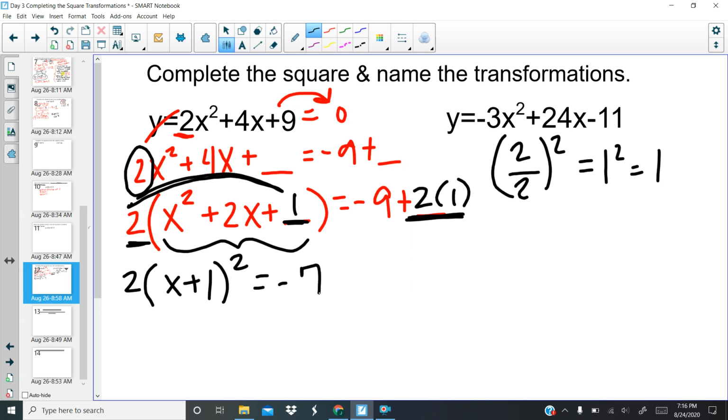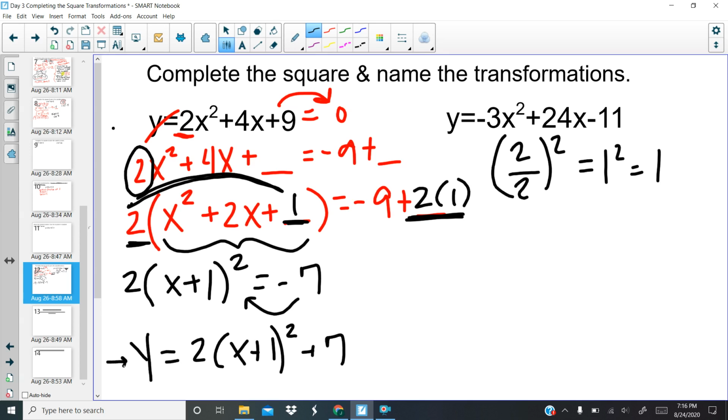So then, just like in the past, you're going to move the constant back over and get 2 times x plus 1 squared, and then when the 7 moves over, it's going to become positive. And then that would be your new equation. So this equation here should be equivalent to this equation here. And so then, whenever you're naming the transformations, there's a vertical stretch of 2, and it moved to the left 1 and up 7.